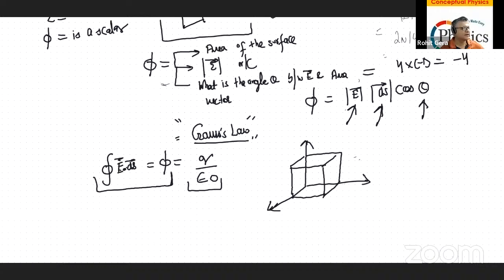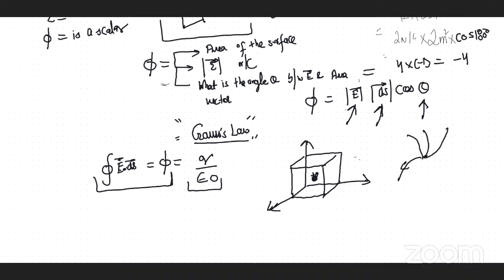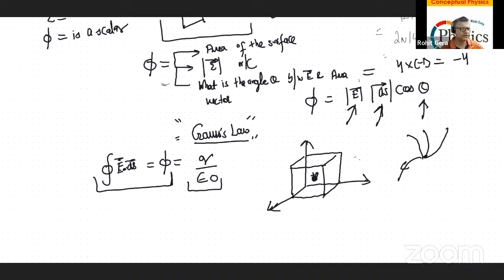Now if there is a charge inside this cube, it's a positive charge. If there is a positive charge, you know the electric lines of force will go away from it. So these lines are going in all directions. They're coming outward, leftward, everywhere, they are the same. This is the way they are moving.